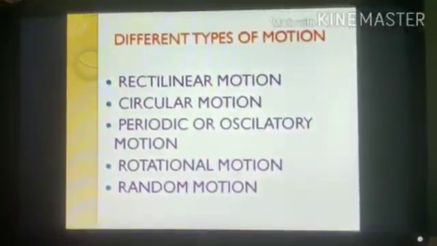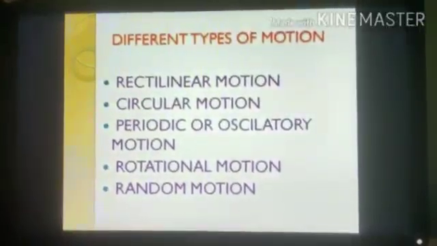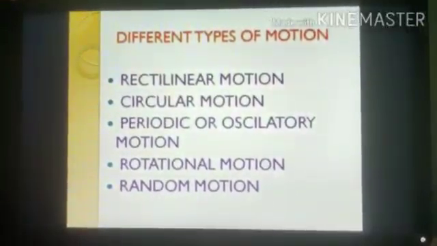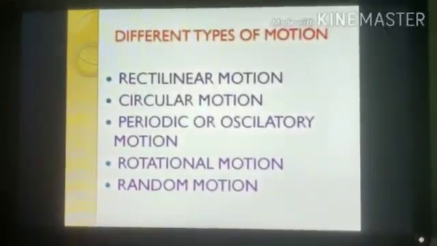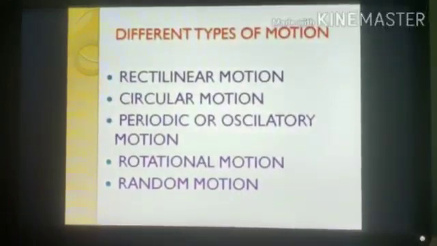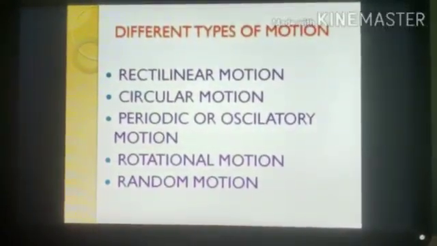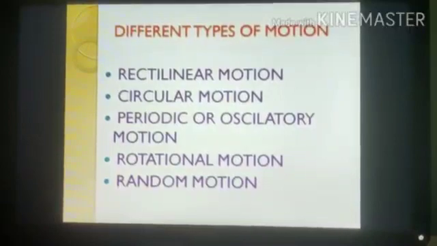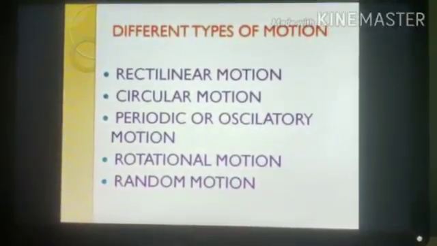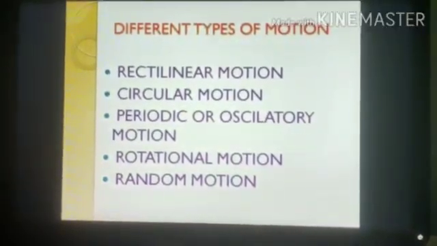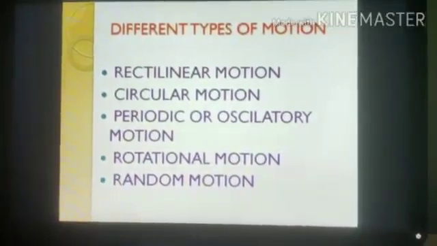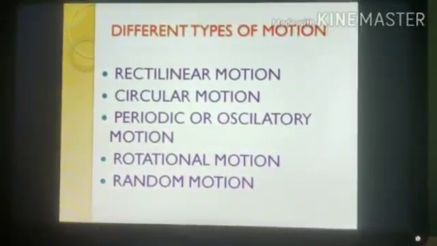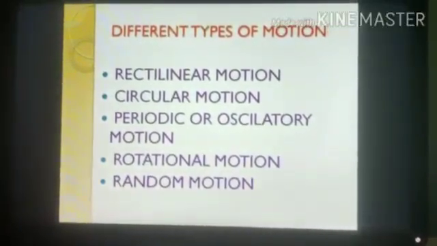The first one is rectilinear motion. Rectilinear motion is also denoted as linear motion. For example, soldier walking in the march past, a car running in a straight road. Second one, circular motion: rotation of the blade of the fan, rotation of the wheel of the bicycle.